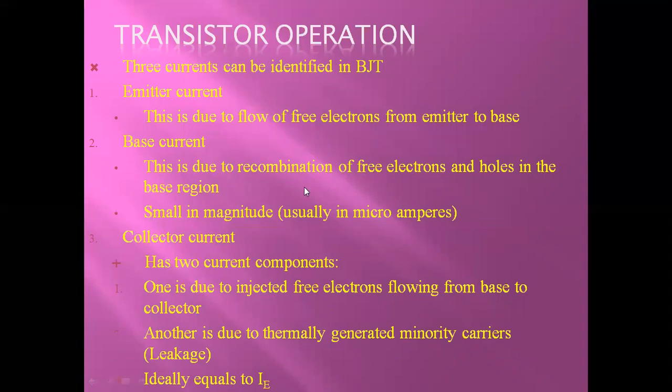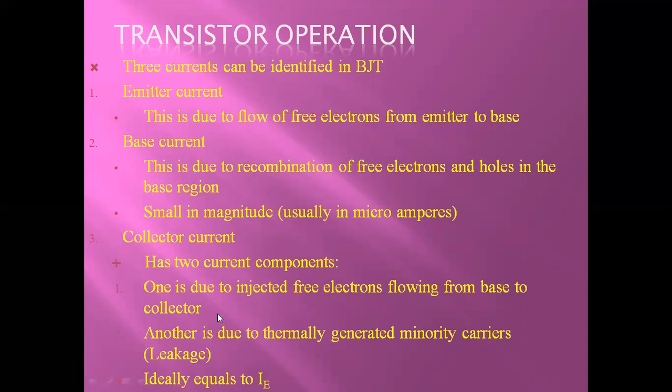Simultaneously, the base current is due to the recombination of electrons and holes, because electrons from the emitter region entering the base region recombine only in that region, the base region. These are very small in magnitude, right?